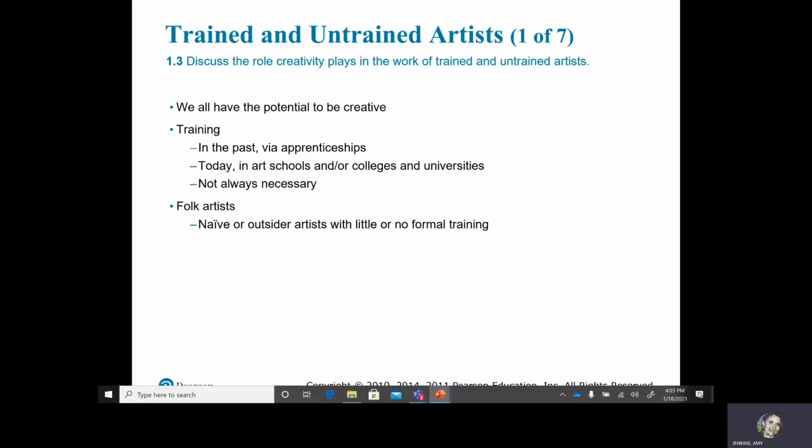Trained and untrained artists. Discuss the role creativity plays in the work of trained and untrained artists. We all have the potential to be creative. As far as training goes, in the past, artists were always trained with apprenticeships. Today, they are trained in art schools, colleges, universities, but training isn't always necessary to be creative. Folk artists are naive or outsider artists with little or no formal training.